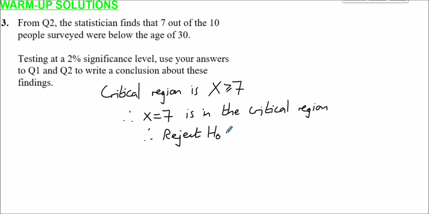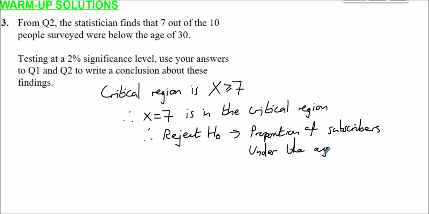and we therefore conclude that the proportion of readers that are under 30 years old, or proportion of subscribers, I shouldn't say readers, I'm assuming these are readers, I think they probably are, proportion of subscribers under the age of 30 is looking like it's greater than 30%.